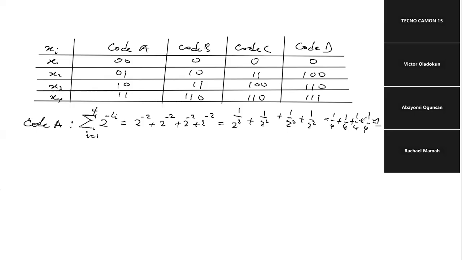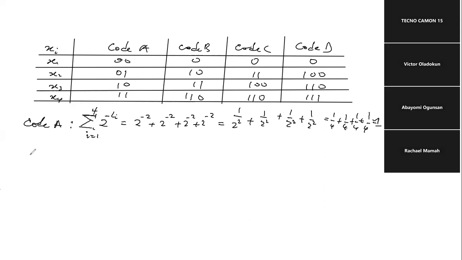And by inspection, we can see that it is prefix-free. No code is a prefix of another, and it is uniquely decodable. So we can use these codes to represent each of these source symbols. Is this clear? Yes.